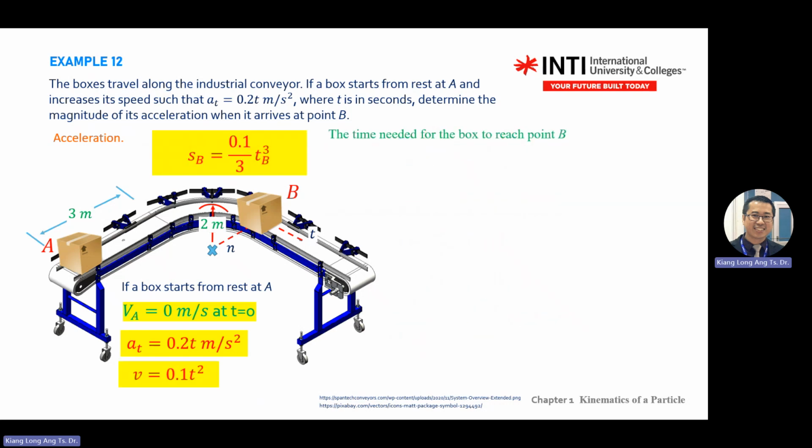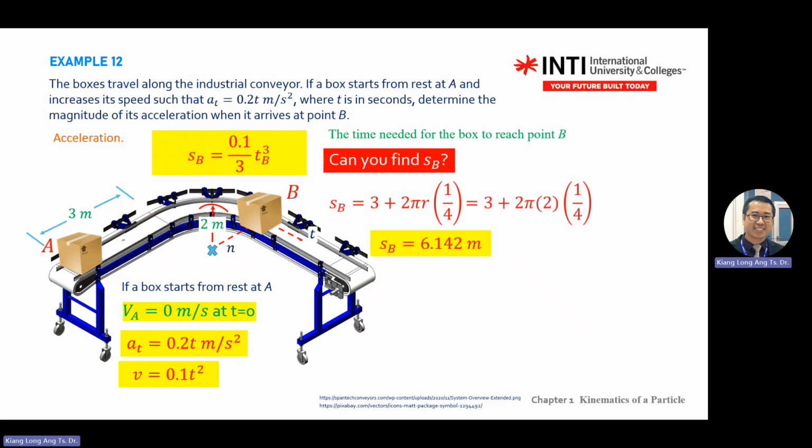Okay, then only left out the T answer. And this is cube root. Okay, the rest is there. S is there. Substitute, find T equal to 5.690 seconds. So once you have the time, you can find your acceleration already. Substitute back into your AT equation, 0.2 t. You know your AT. AT is exactly the acceleration in this tangent direction.